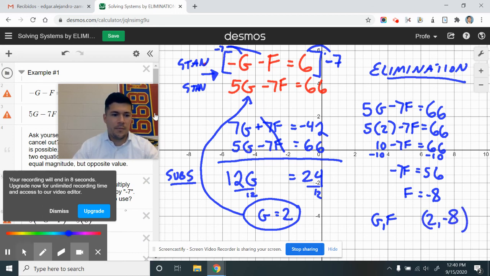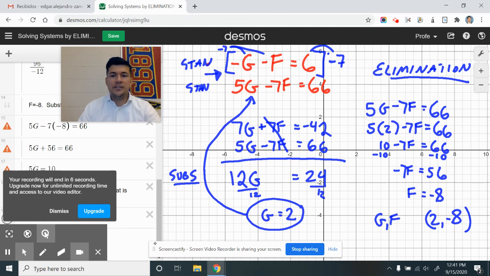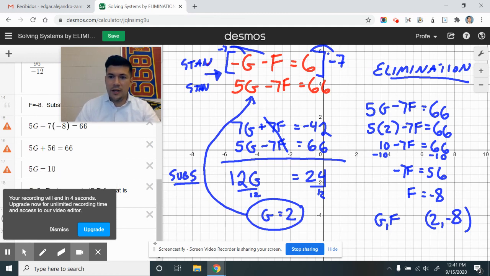And let's verify. And that answer is indeed correct, 2, negative 8.